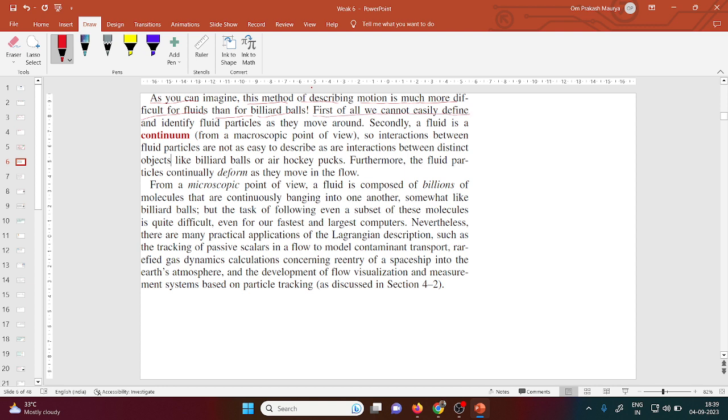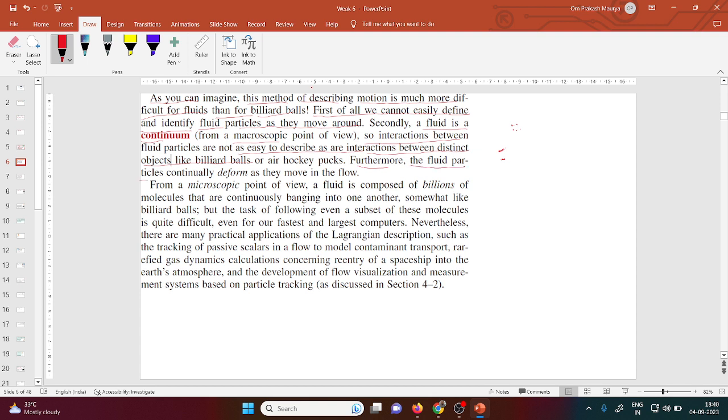First of all, we cannot easily define and identify the fluid particles as they move around. And secondly, a fluid is a continuum. You know, the fluid is a continuum, attached to each other. There is no gap between the fluid particles. From the microscopic point of view, there is a gap between the fluid molecules, but from the macroscopic point of view, for deriving the mathematical equations, we consider them joined with each other. So the interactions between fluid parcels are not as easy to describe as the interactions between distinct objects like billiard balls and air hockey pucks. This is the meaning of what I was telling.